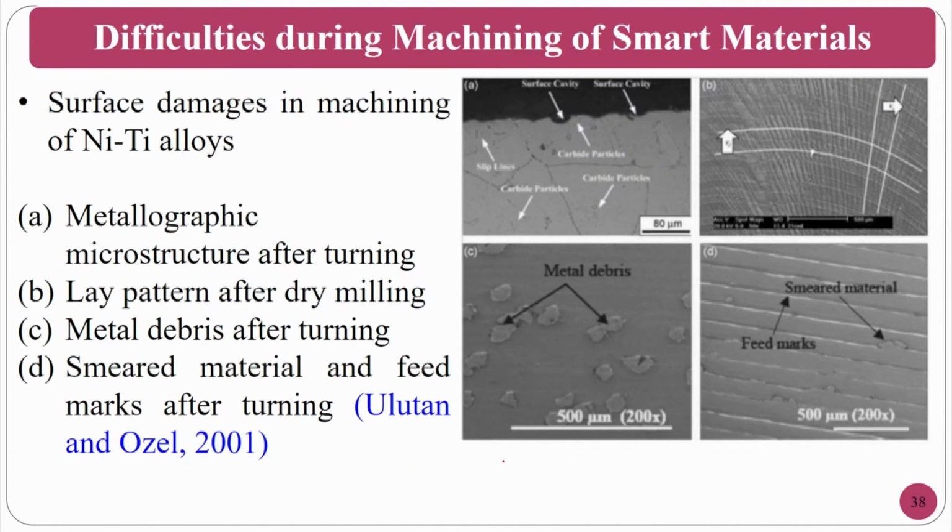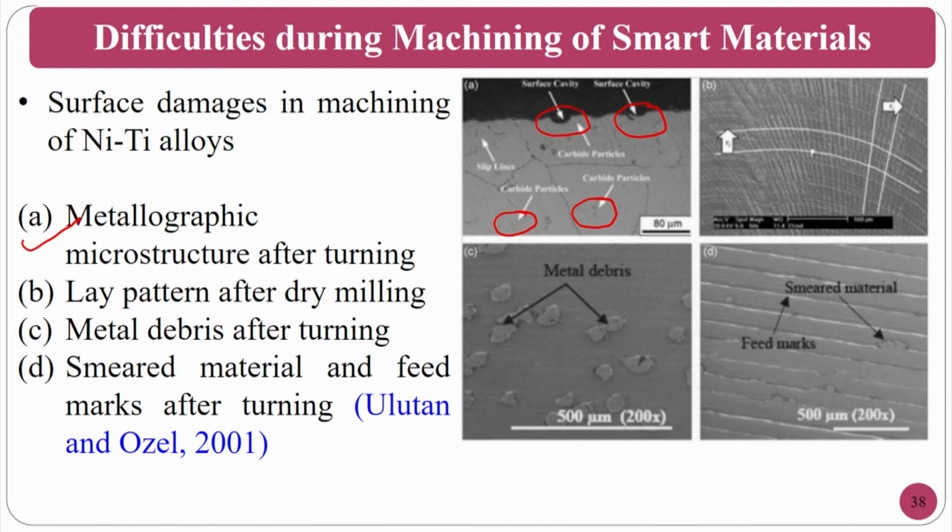The machining difficulties during machining of the smart materials. Okay, so in the metallographic microstructure after that, you can see where the surface cavities are formed and all those things, and the carbide particles also stay here. Okay, whenever people are using it here.